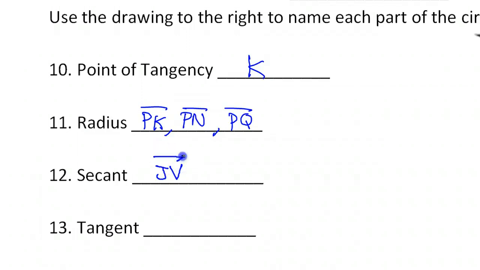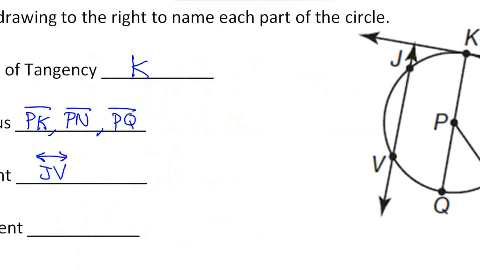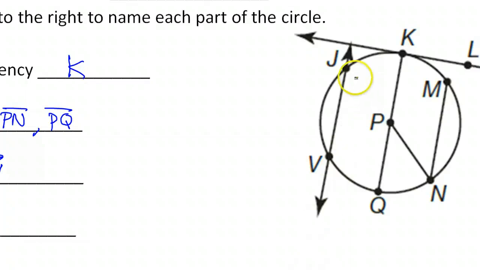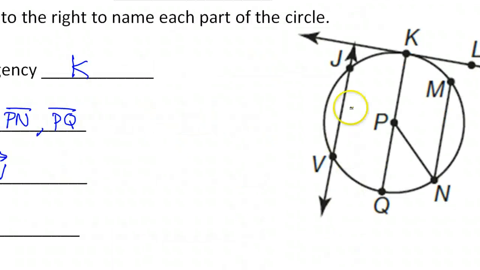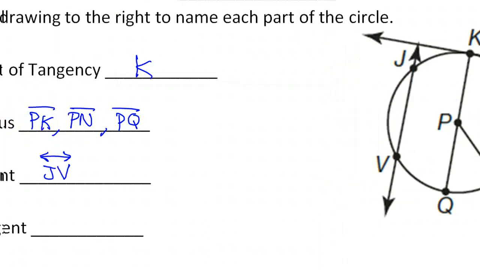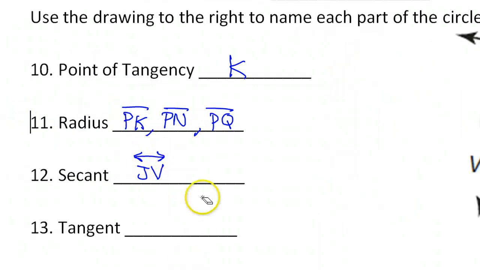Alright, notice the line symbol over the top. See how it's different than the segment symbols? A secant is a line, so you better use the line symbol. If I said JV, but I put a segment symbol over the top of it, like the radii, then that would mean that it would begin at J and end at V. That would not be a secant, that would be a chord. So if you put JV with a segment symbol, it's wrong, completely wrong.